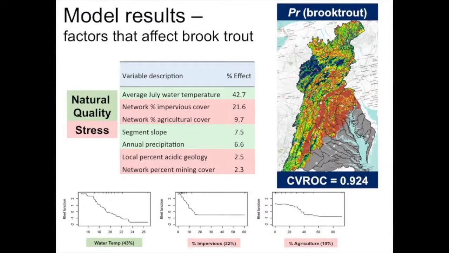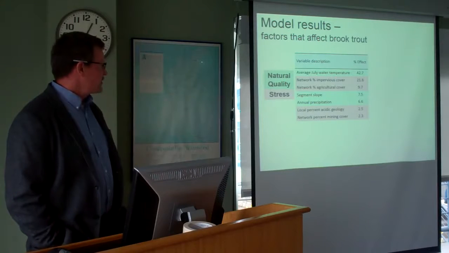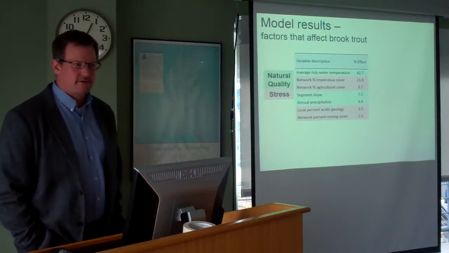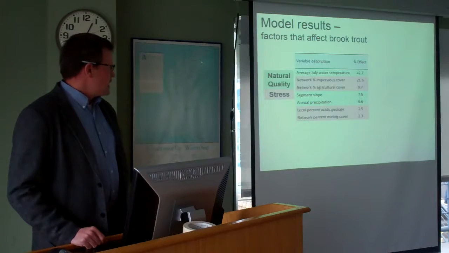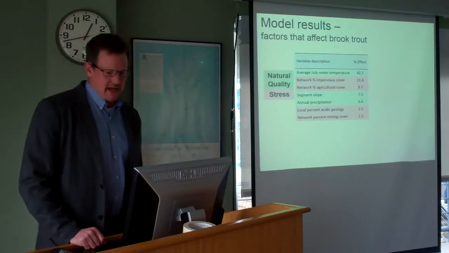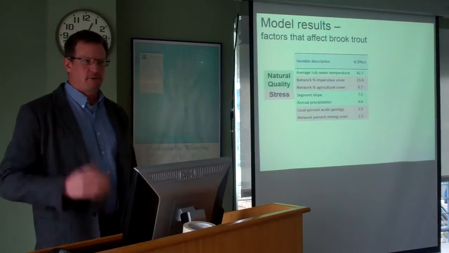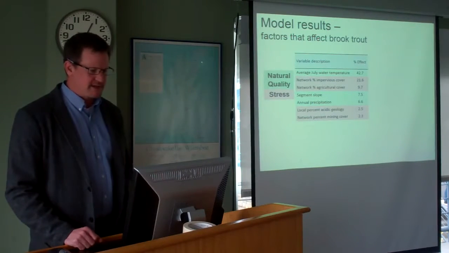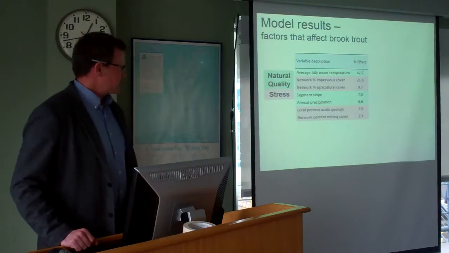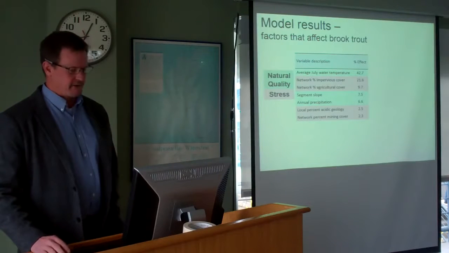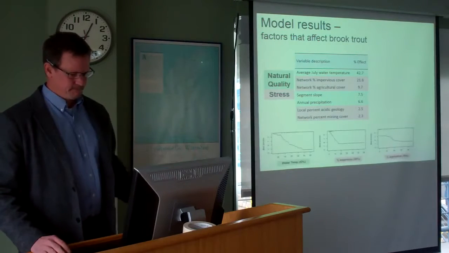So what are some things that we get out of these model results? Well, the first thing is we get this table of relative influence of various landscape factors on brook trout. And I've color-coded the green. These are characteristics that we would call natural quality. And then the reds are stress. And we can rank these. The greatest effect on brook trout distributions, not surprisingly, is average July water temperature, a measure of water temperature. The biggest control on that's a stressor is impervious cover. Then we see agricultural cover.